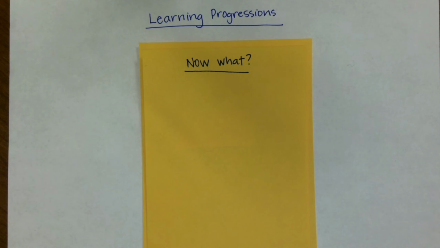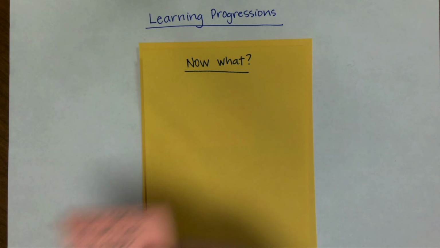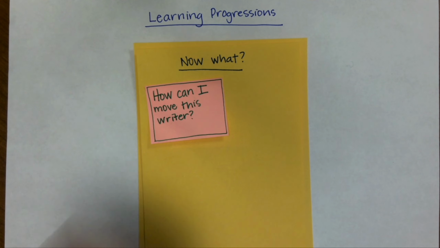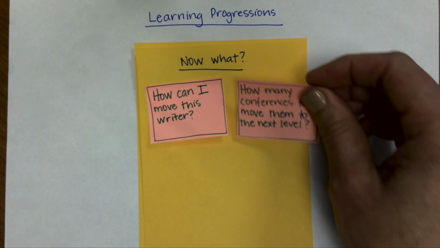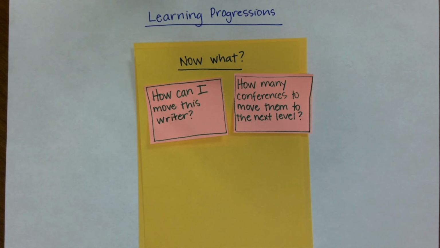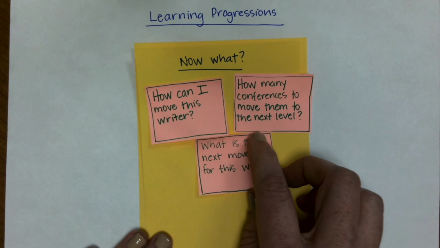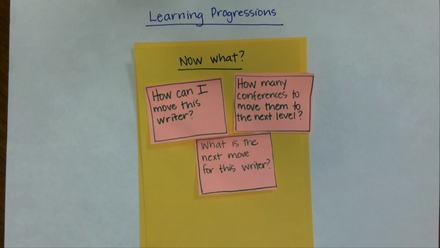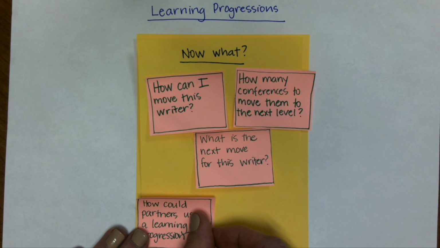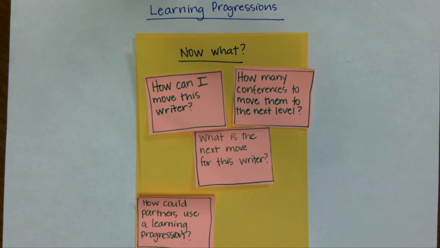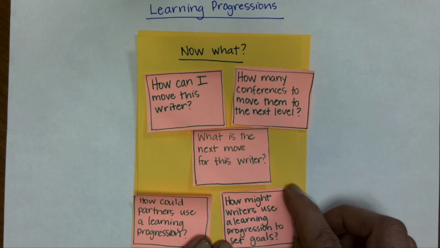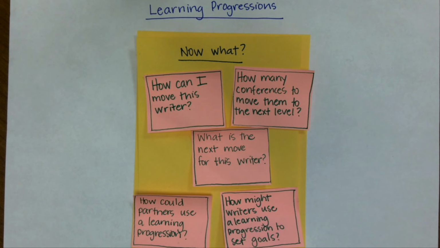Well, for one, it helps me as a teacher to think about how I can help individual writers move. One of my favorite questions to ask is, how many conferences will it take to move them to the next level? Or I can think about what might be the next move, the next most important move for this writer. I can help partners use a learning progression together. I can even use a learning progression to help individual writers set personal goals for themselves.